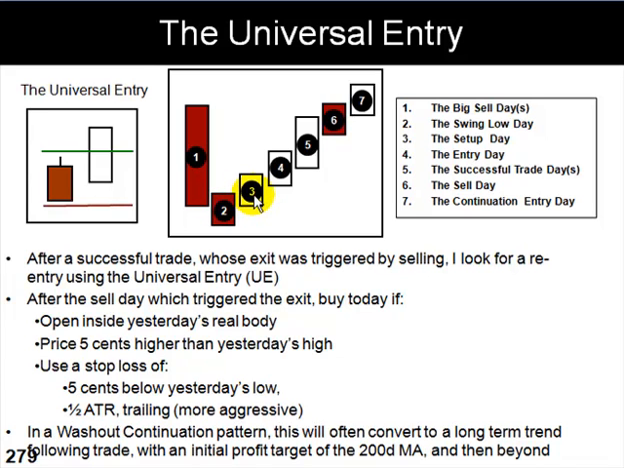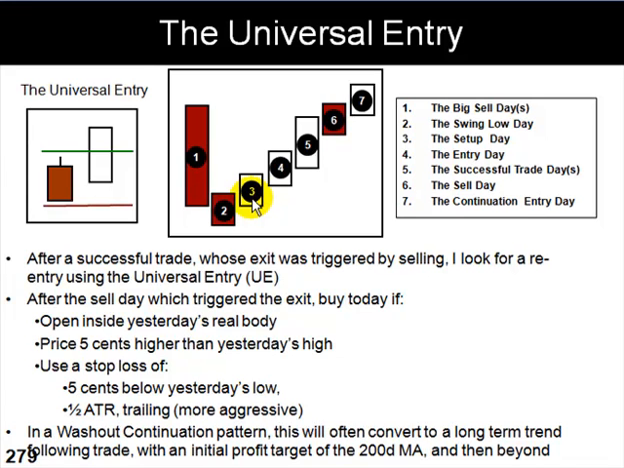So in the 5-day down pattern, or the max pain pattern, or a triple screen, what we have here in candles 2 and 3 represent the universal entry. And I call it the universal entry because it applies in any continuation pattern that I trade, and in every setup pattern that I have, with the single exception of the washout pattern.